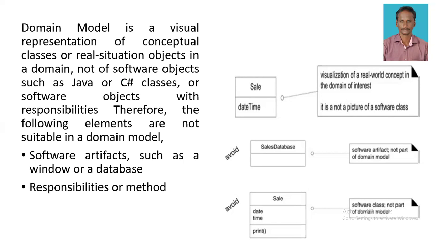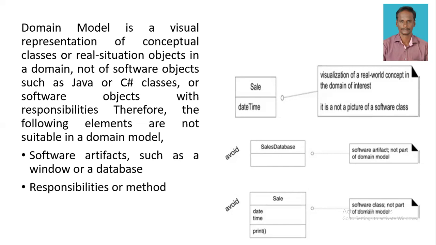So here three diagrams are given. The first diagram contains sale, with the class sale having one attribute called date and time. It is the visualization of a real world concept in the domain of interest, and it is not a picture of a software class, so it is valid. It has a class and the attribute date and time only. And next, you can see it is a sales database, so it is actually a software artifact. The software artifacts are not suitable for creating a domain model, so we need to avoid it.